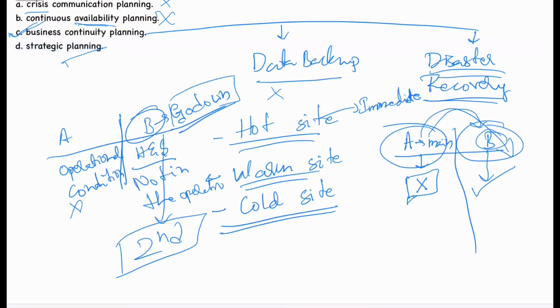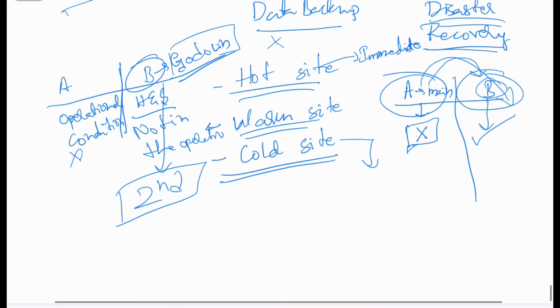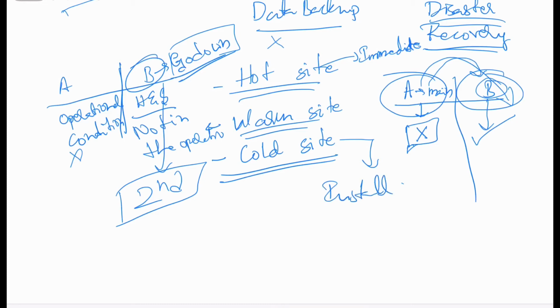Next, coming to the cold site, it is that location where nothing will be planned perfectly. But it is where the company can install equipment, all the hardware and software, everything. They can use all the backup files from the cloud and start working here.